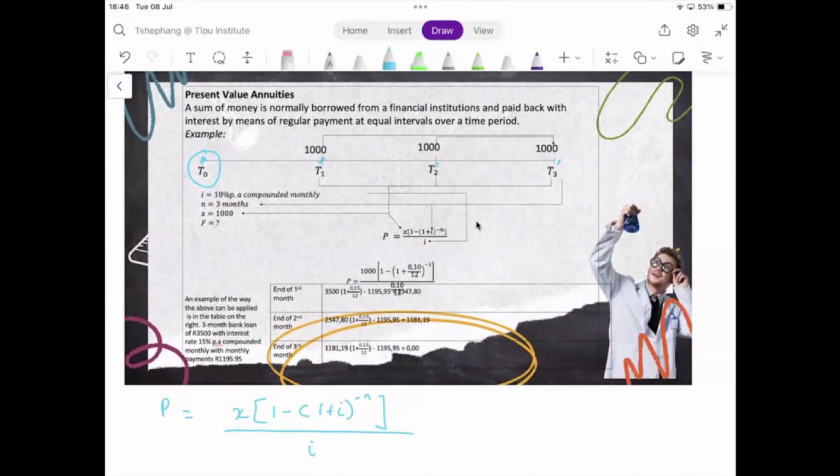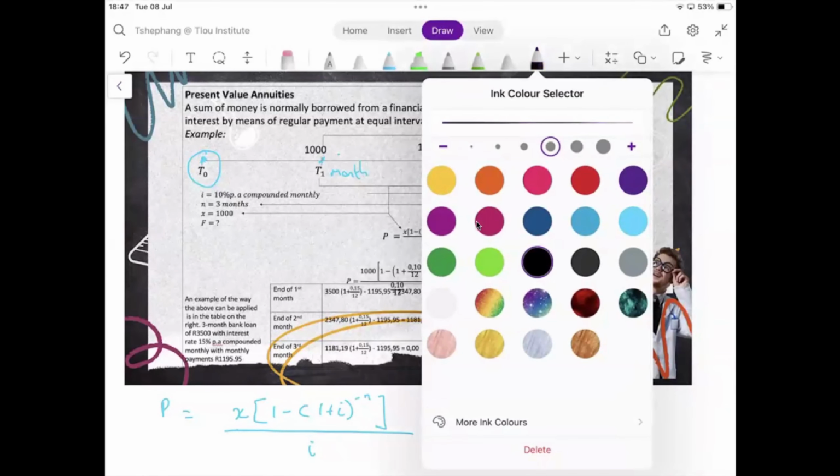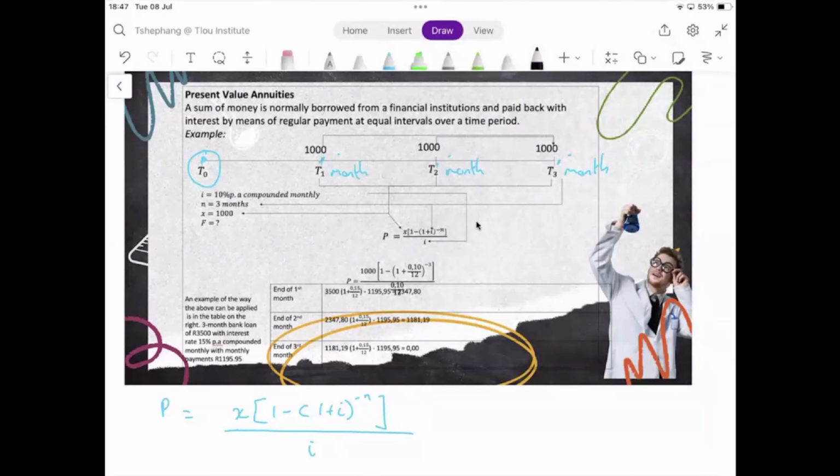Now, what we want to do is calculate. So let's say the payments are 3 payments. These are not years, these are months. I'm going to write month, month. I want everyone to be with me there. These are not years, but these are months. So please do not say 3 times 12. We want to calculate P.